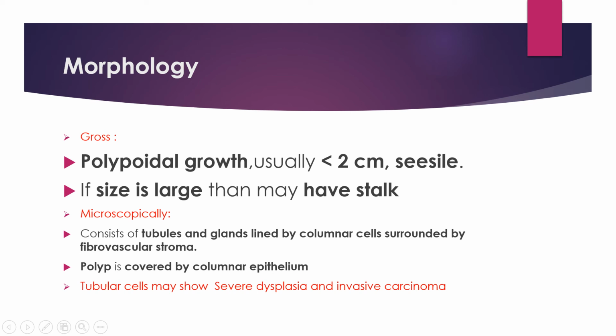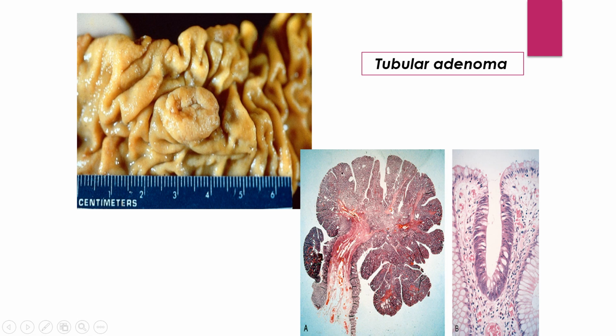They consist of tubular glands lined by columnar cells surrounded by fibrovascular stroma. The polyp is covered by columnar epithelium. Tubular cells may show severe dysplasia and invasive carcinoma also. So these are tubular adenomas, with tubules formed here, multiple projections of tubular nature.